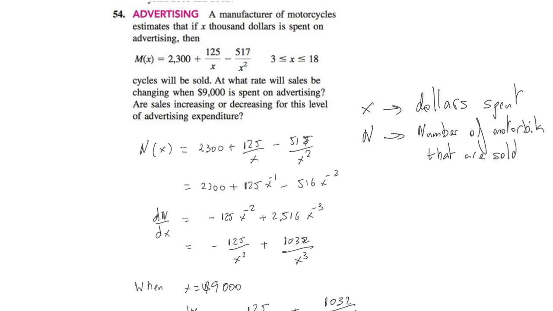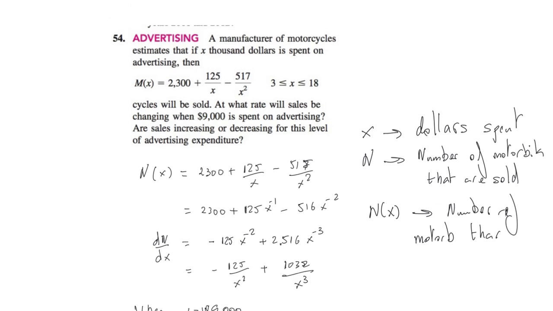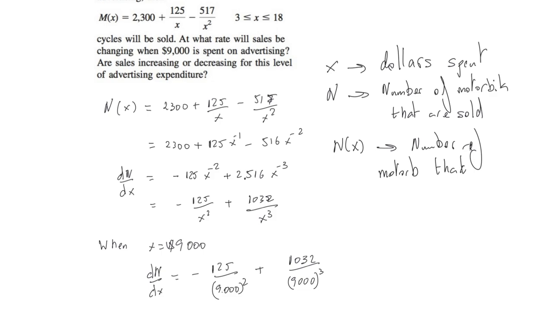And of course, N of X means the number of motorbikes that are sold when you spend X dollars, let's say 9,000 or whatever.